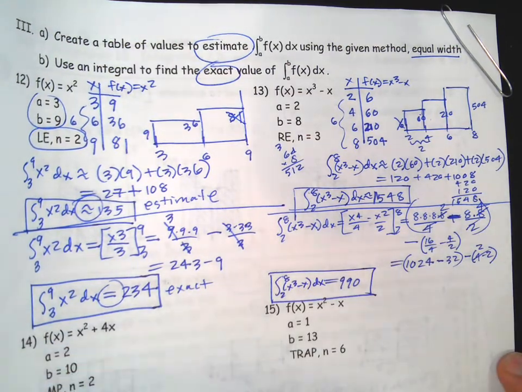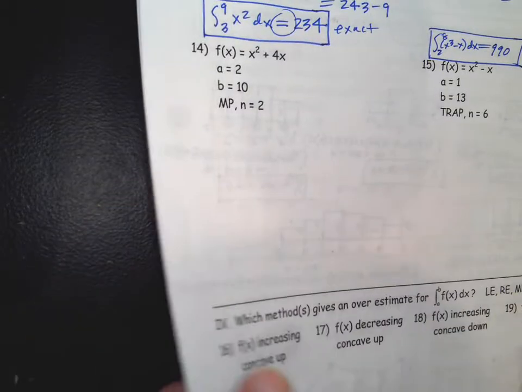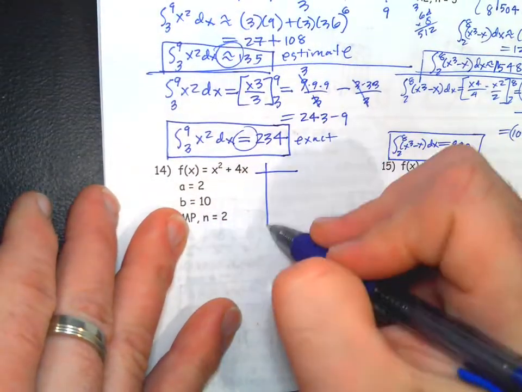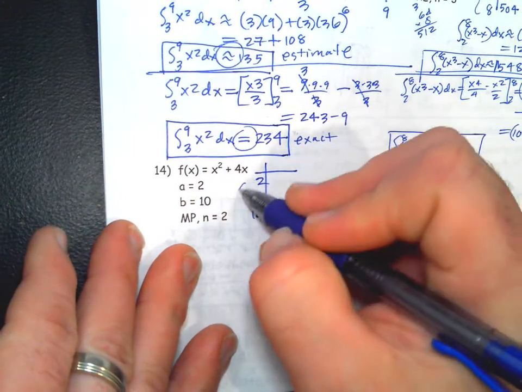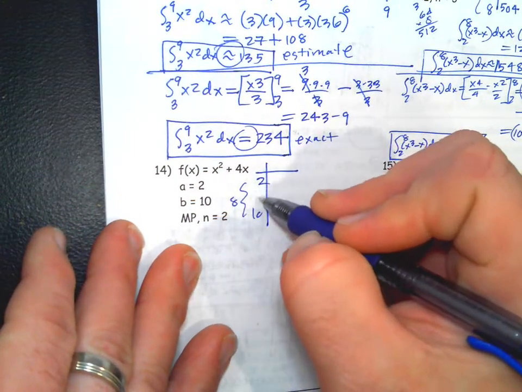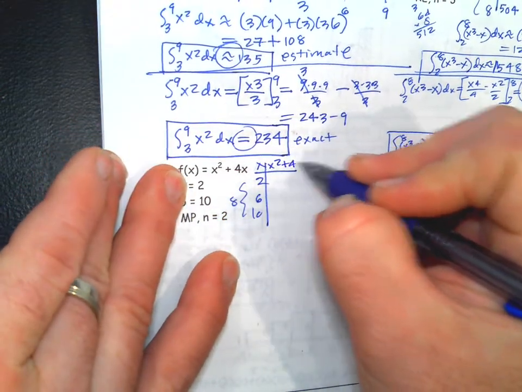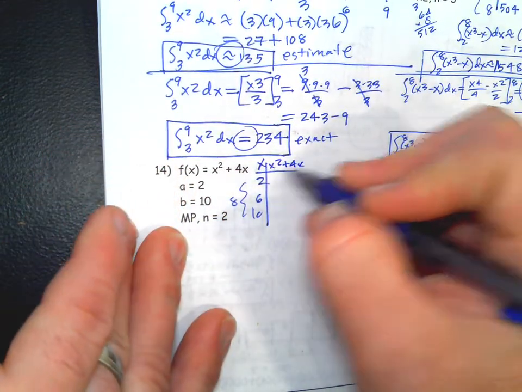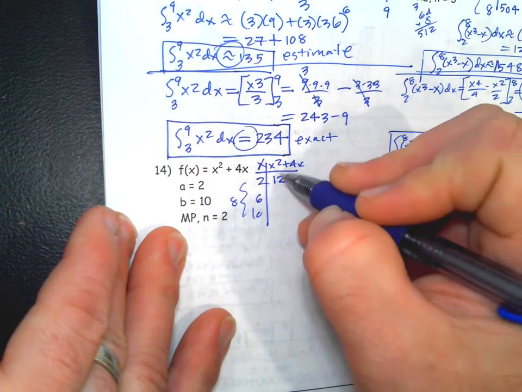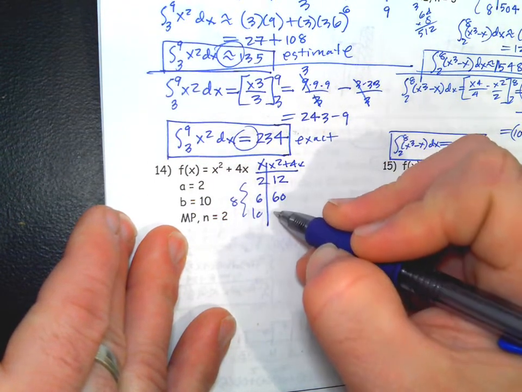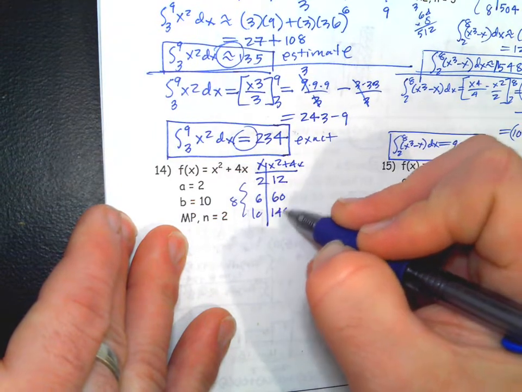Crazy. All right. Next one, two steps. Make a quick table. 2 to 10, the gap is 8, so it's going to be 4. It's going to be 2, 6, 10. And plug into x squared plus 4x. Plug 2 in, we get 4 plus 8 is 12. Plug 6 in, 36 plus 24 is 60. Plug 10 in is 100 plus 40 is 140.